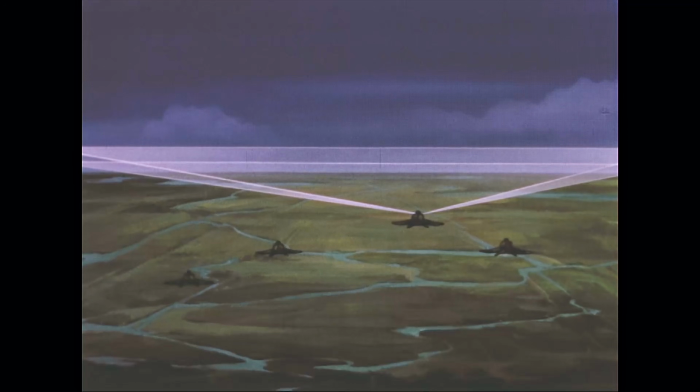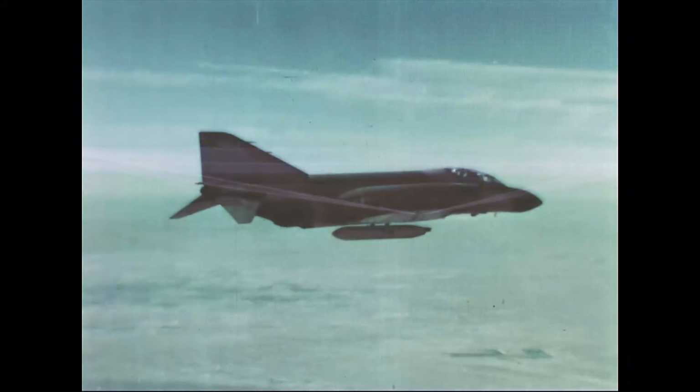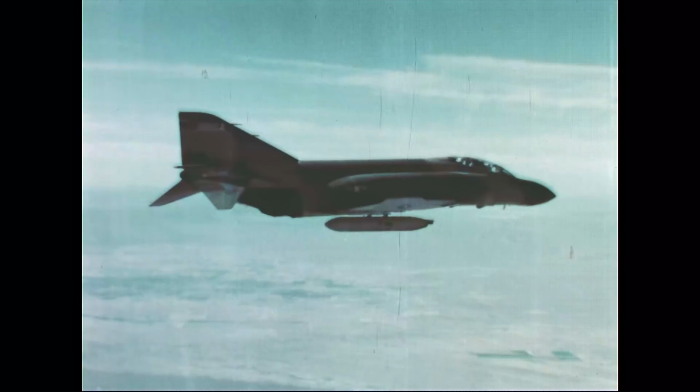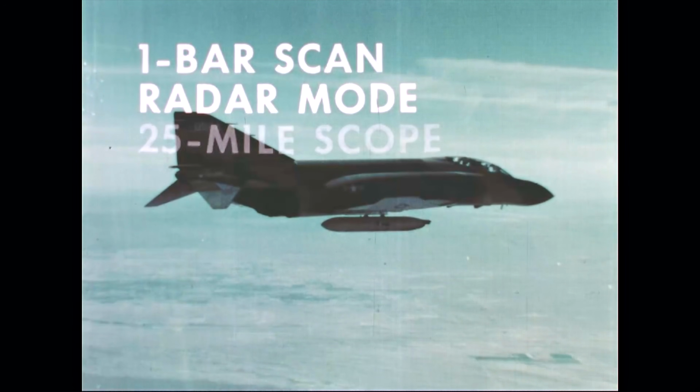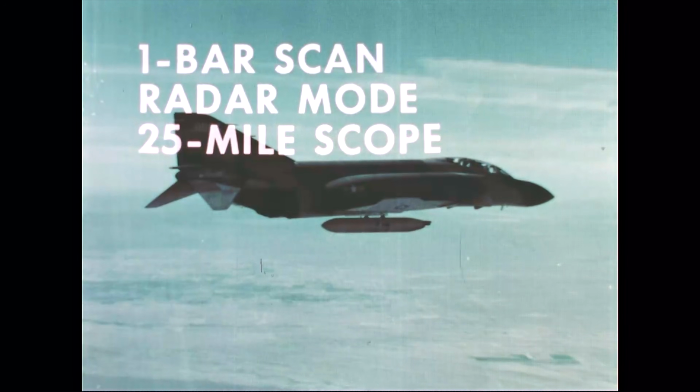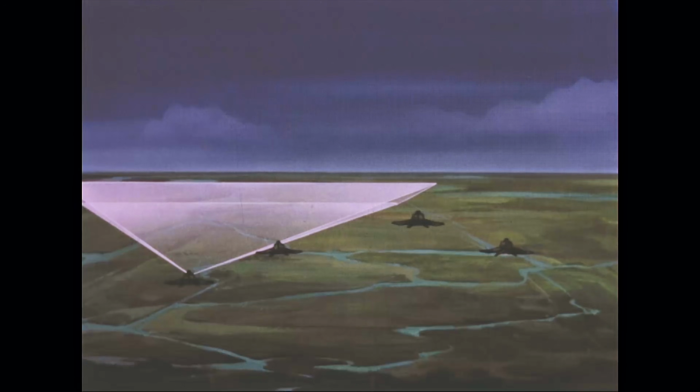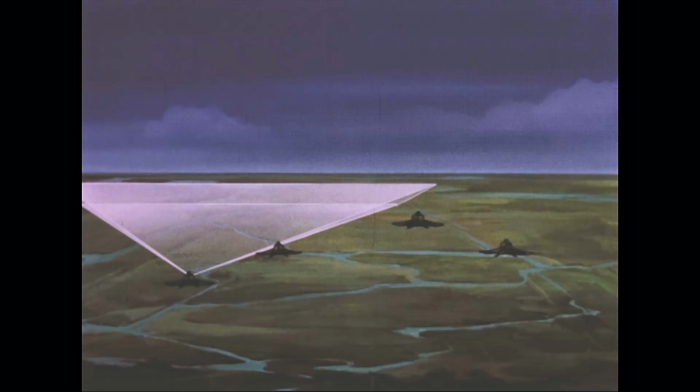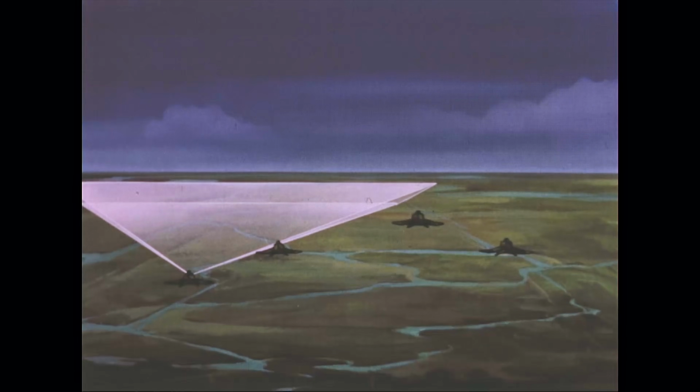The number 3 rear seat pilot, like the lead rear seat pilot, concentrates exclusively on radar scan. The number 2 man selects 1-bar scan, radar mode, 25-mile scope, and adjusts the antenna so that half-inch of ground return appears at the top of the scope and maintains that search position. While the number 2 aircraft commander is scanning his visual search area, the rear seat pilot divides his time evenly between the radar and a visual scan of the same area scanned by his aircraft commander.